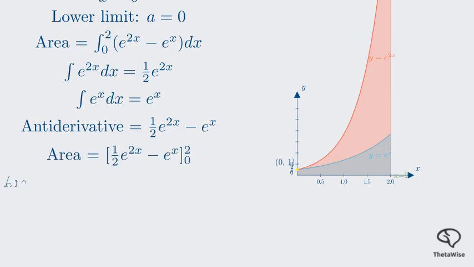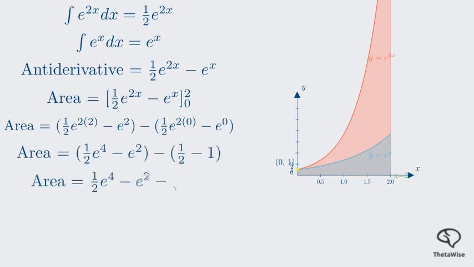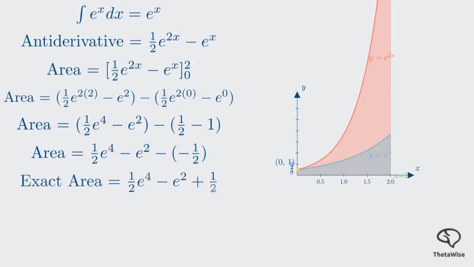We plug in 2, then subtract the result of plugging in 0. Let's simplify this. Remember, e to the power of 0 is 1. The expression becomes 1/2 e to the 4th minus e squared, minus the quantity 1/2 minus 1. Simplifying the last part, minus negative 1/2 becomes plus 1/2. So our exact answer is 1/2 e to the 4th minus e squared plus 1/2.